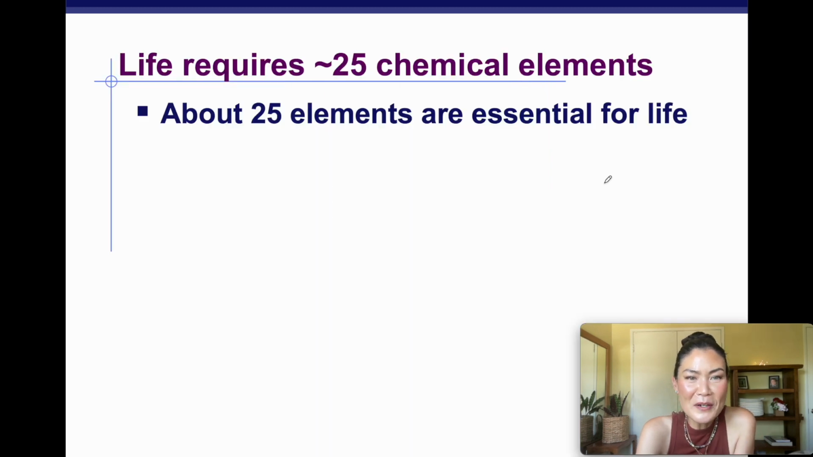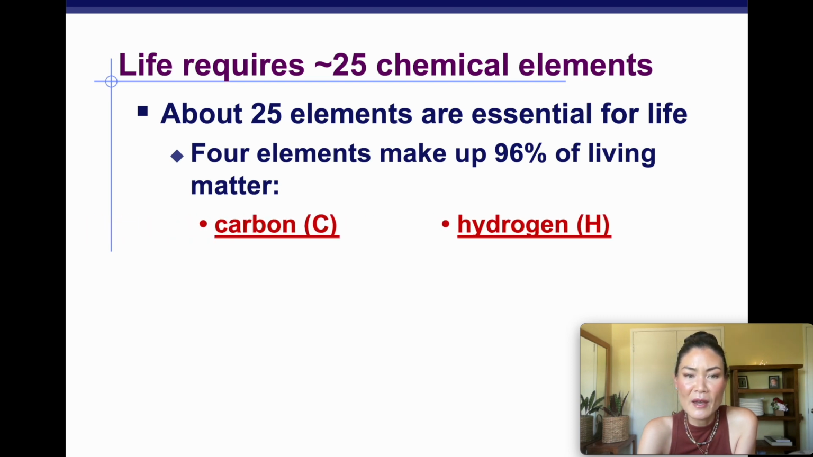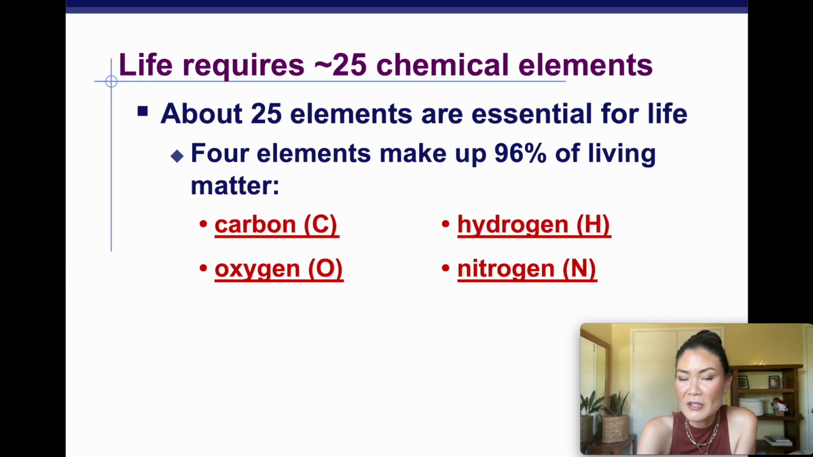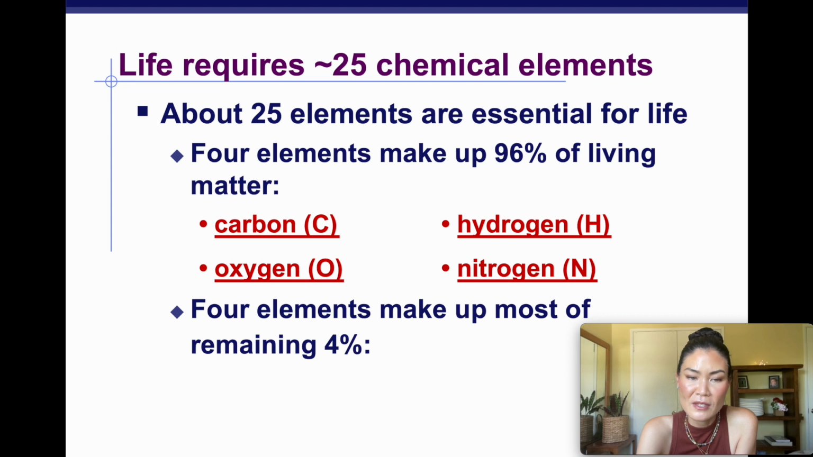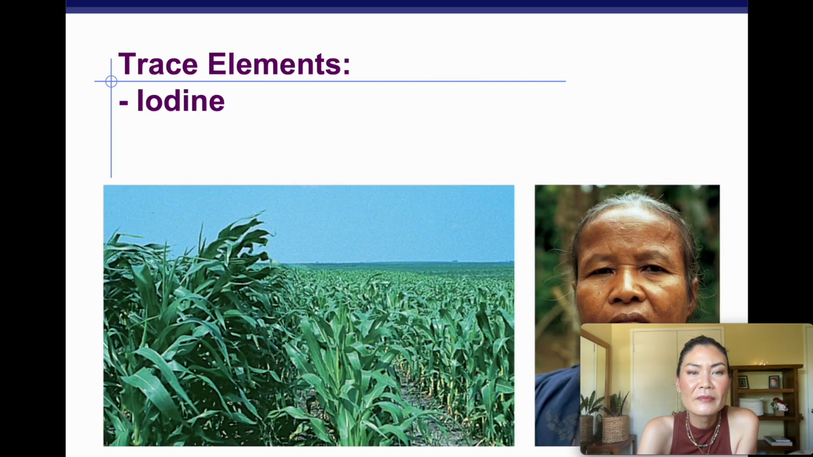All right, so life requires about 25 chemical elements. They are essential for life, but 4 elements make up 96% of living things, and that would be carbon, hydrogen, oxygen, nitrogen, and then also the other 2 that make up a big chunk of our cells, the phosphorus and the sulfur, okay? We also have the calcium, sulfur, and potassium. Trace elements are elements that you need in small amounts, like minute amounts, like iodine.